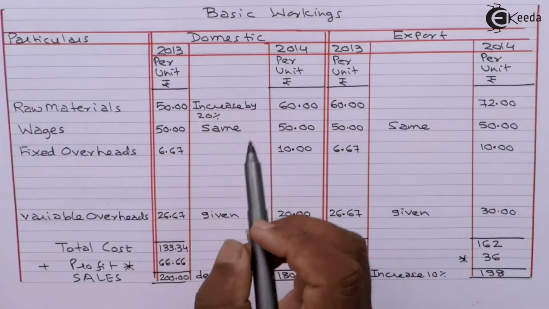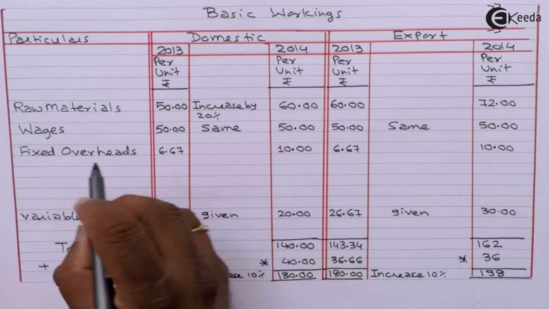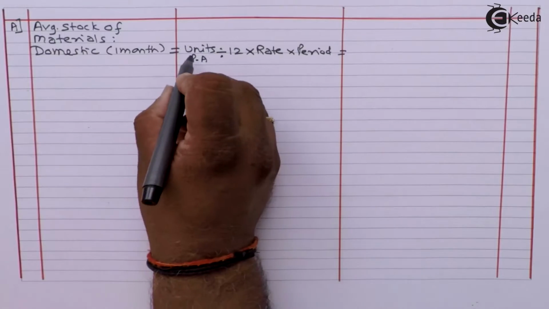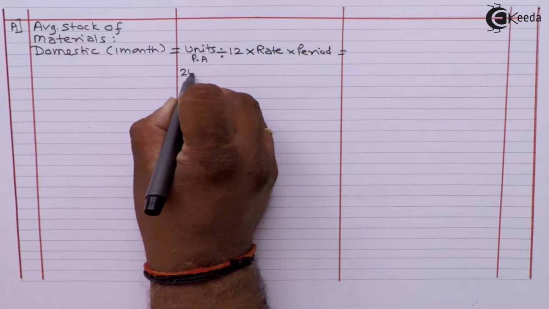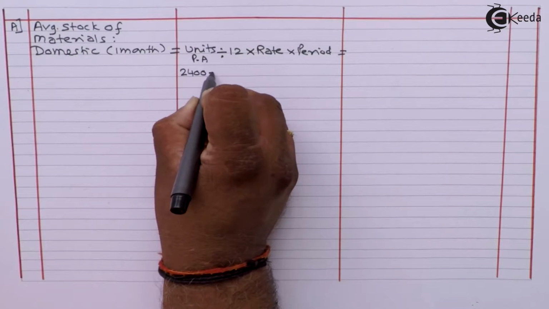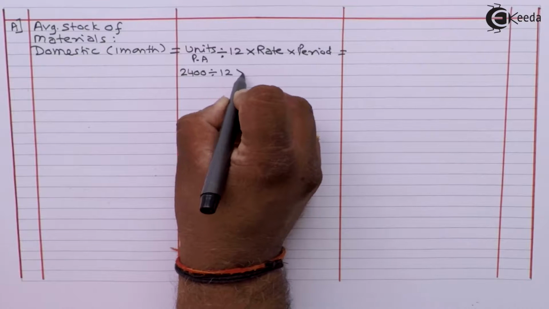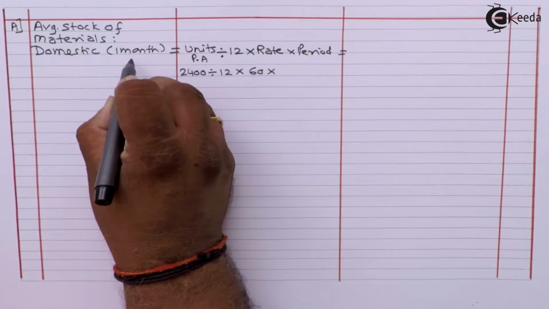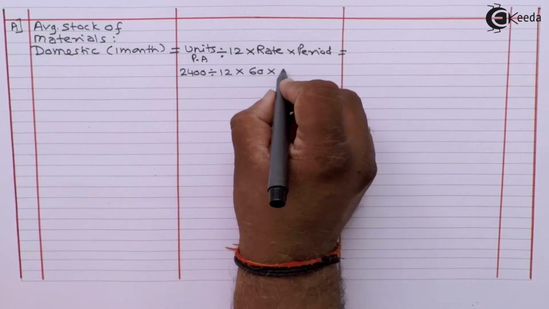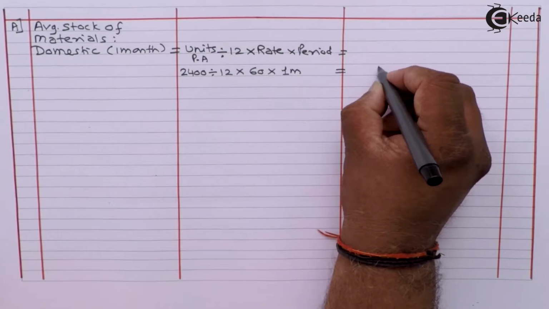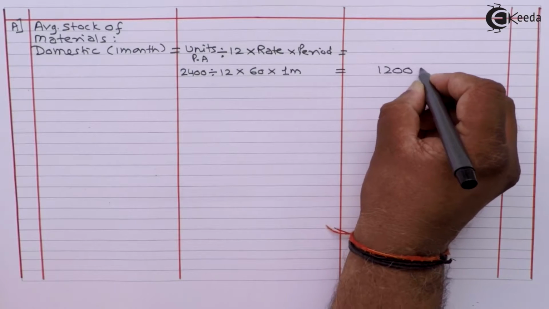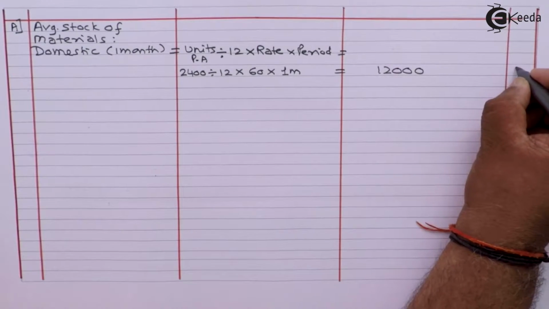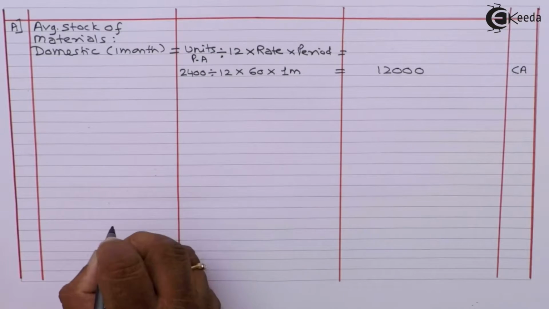For domestic market, for estimated period, raw material per unit is rupees 60. Units per annum 2400 divided by 12 multiplied by rate 60 multiplied by period of holding the stock 1 month, it is rupees 12,000. This will be part of current asset.